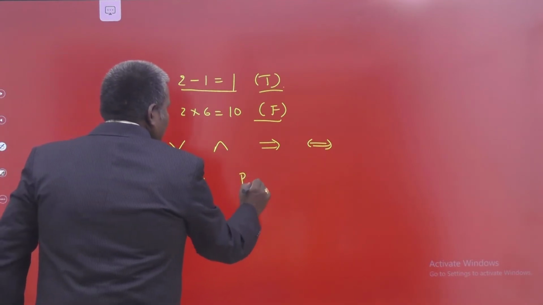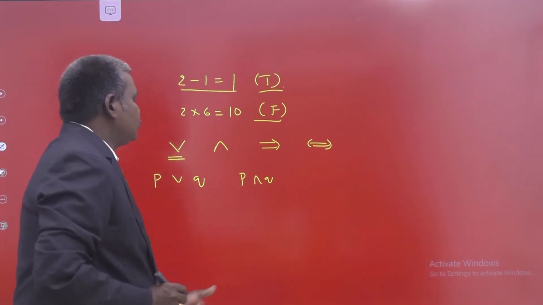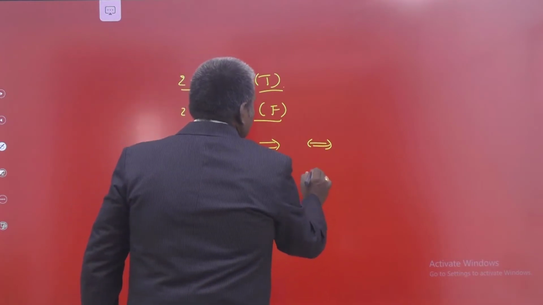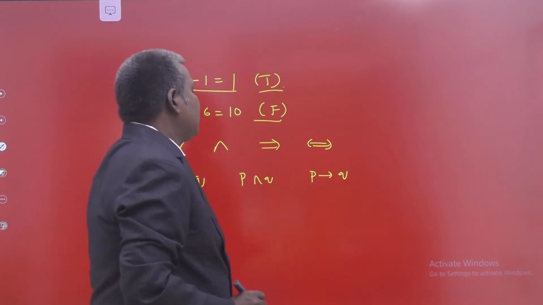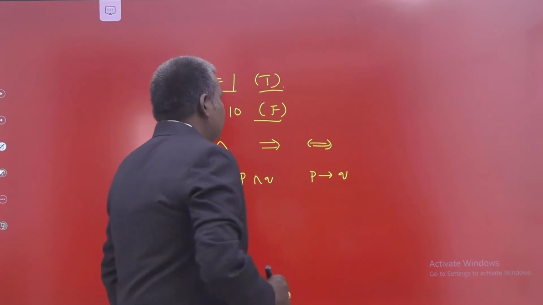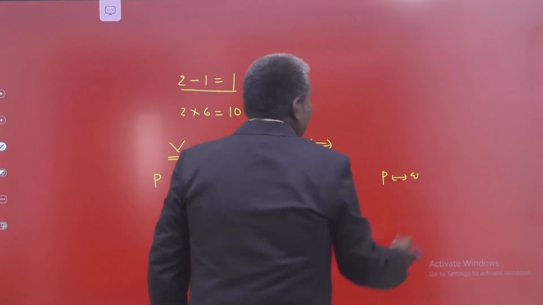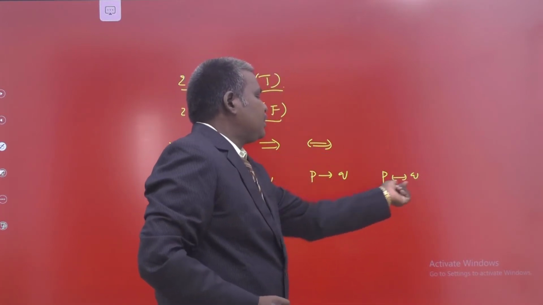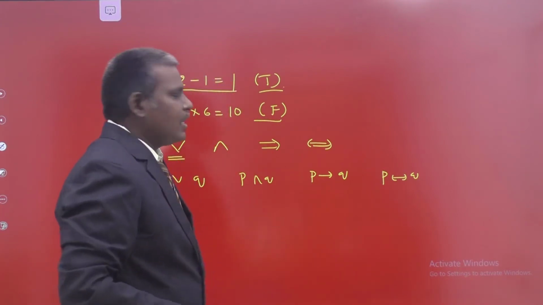Again, P and Q. This P and Q is true only when both P and Q are true, and the remaining times it is false. Implication is defined as follows: P implies Q is false if P is true and Q is false. The remaining times it is always true. Biimplication is true if both P and Q have the same truth value, otherwise it is false.